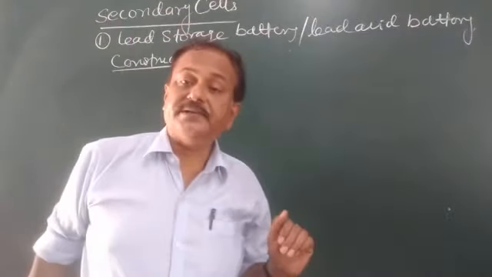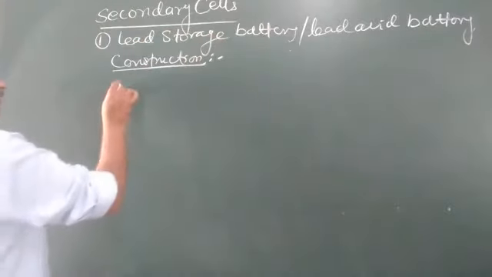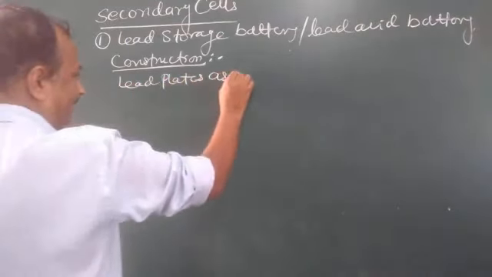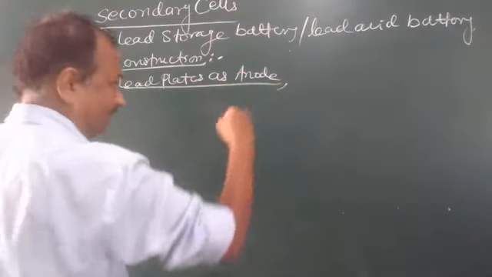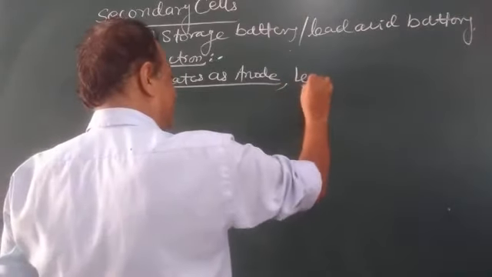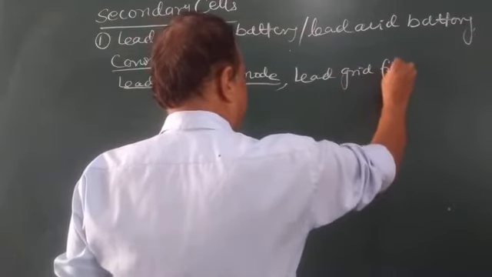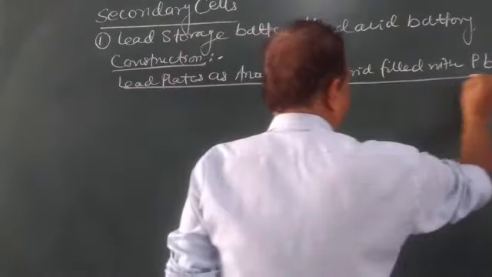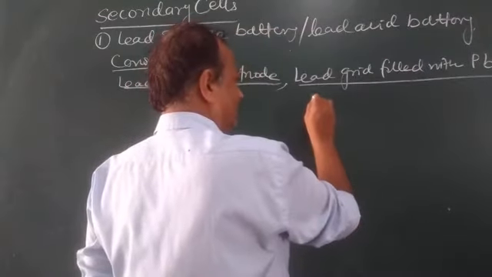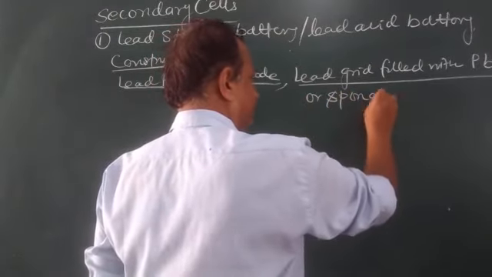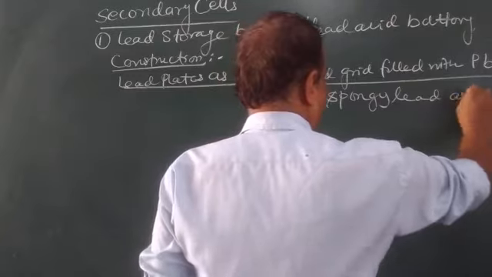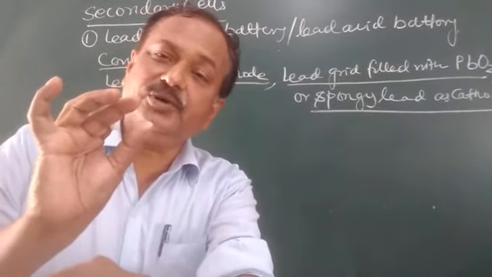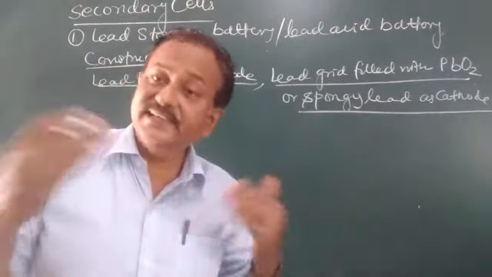See how. Lead storage battery or acid accumulator is made up of lead plates as anode, and a lead grid filled with lead dioxide, PbO2, or a spongy lead as cathode. Spongy lead means it is something like an oxide of lead, and its nickname is spongy lead.